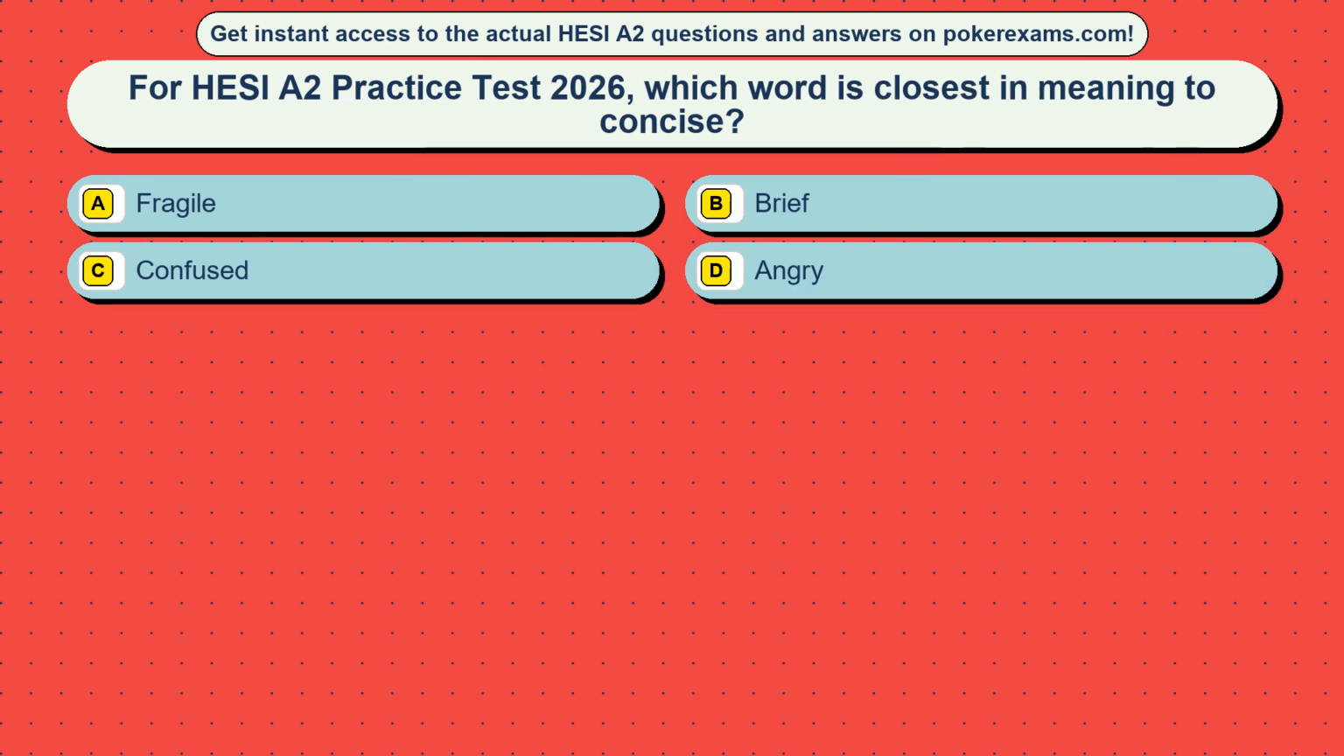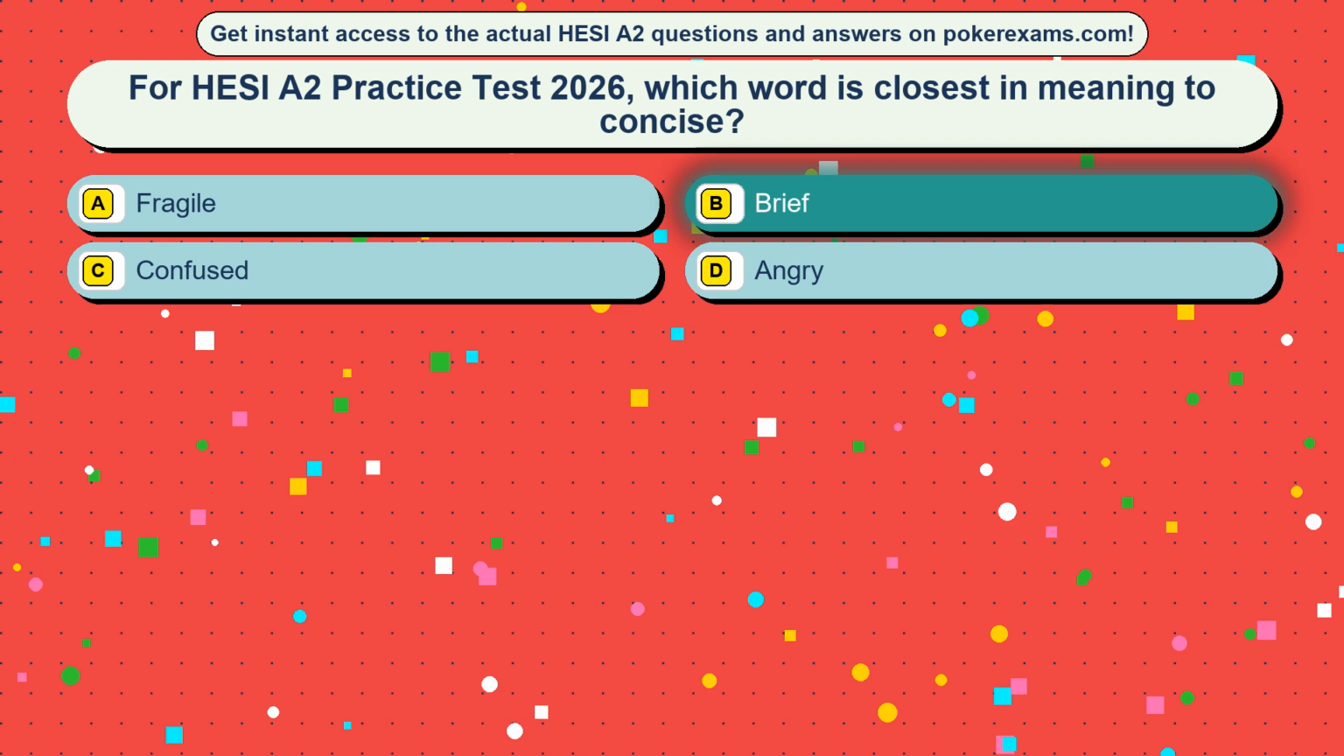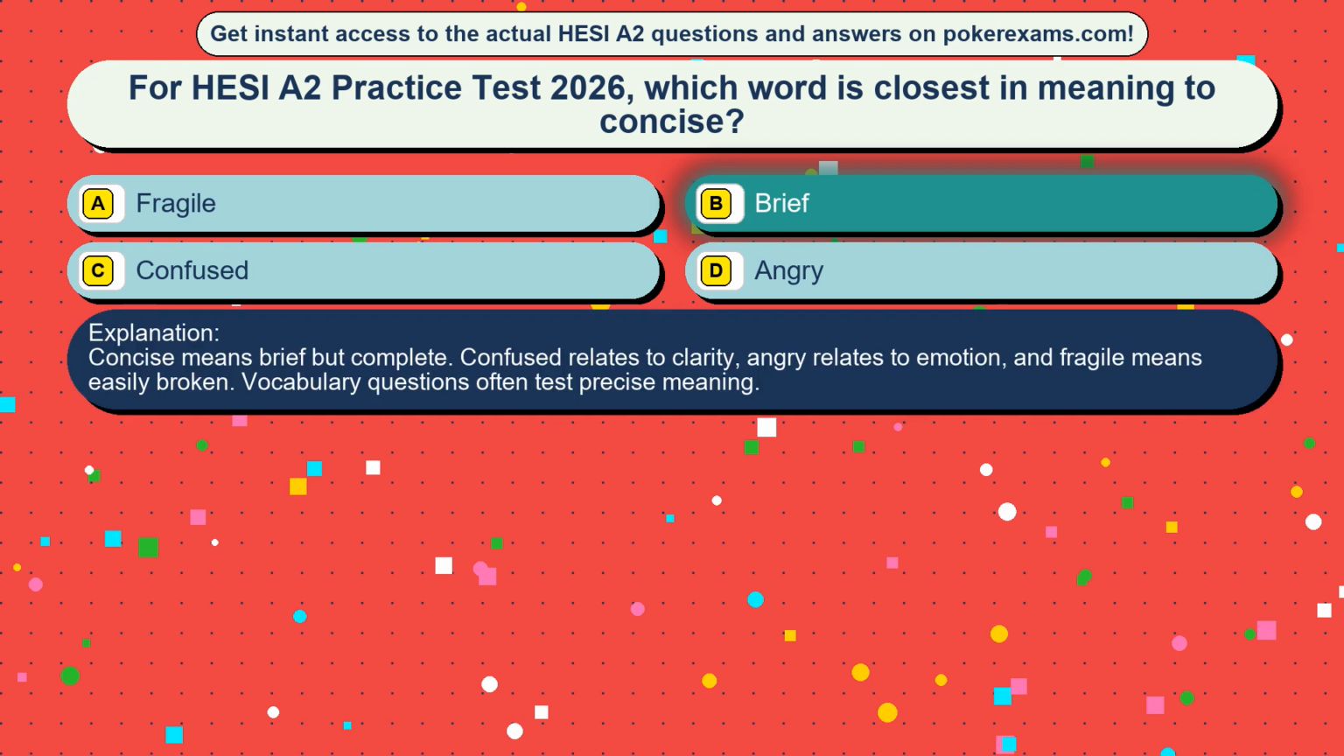Question 32. HESI A2 Practice Test 2026, which word is closest in meaning to concise? Option A fragile, option B brief, option C confused, option D angry. The correct answer is option B, brief. Concise means brief but complete. Confused relates to clarity, angry relates to emotion, and fragile means easily broken. Vocabulary questions often test precise meaning.